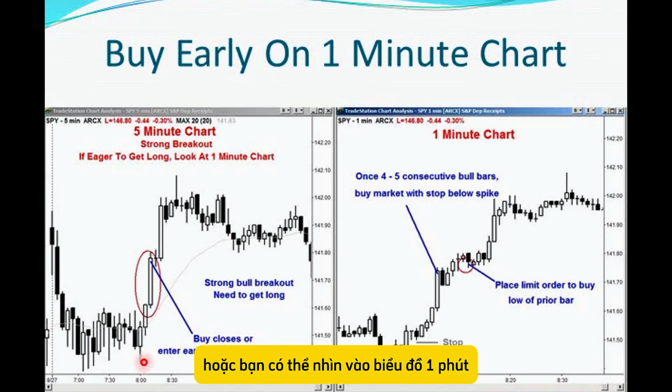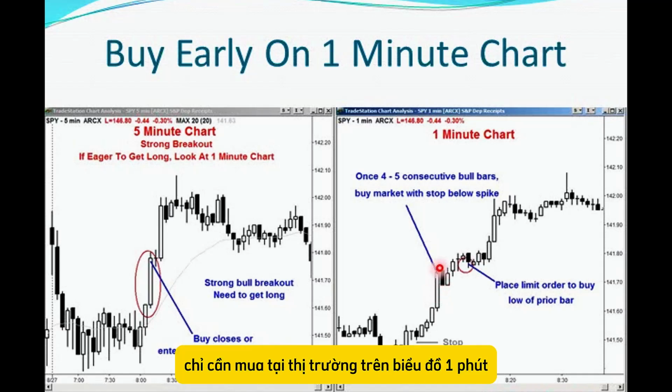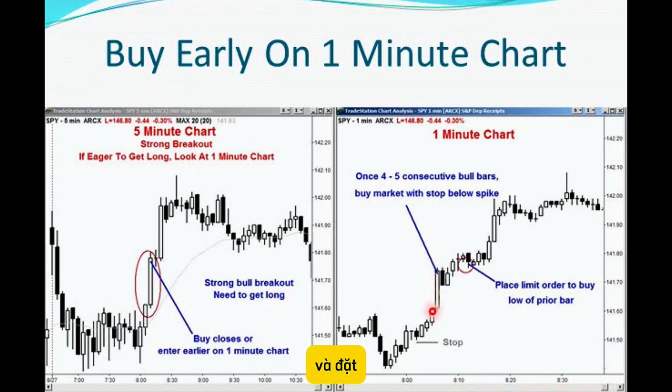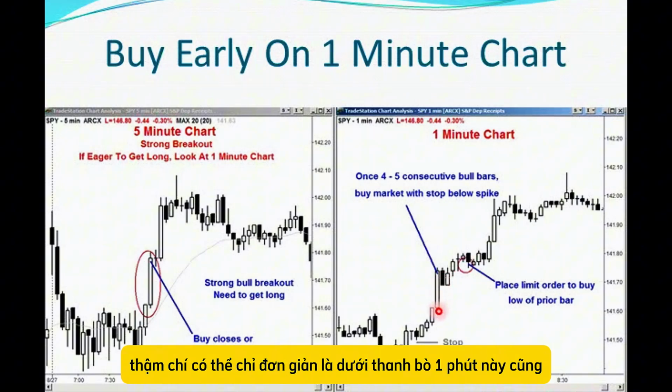Or you can look to the 1-minute chart. And at this point, you see 1, 2, 3, 4 bull bars, right? 4 consecutive bull bars. The context is good for a move up. You're eager to get long. Simply buy at the market on the 1-minute chart and put a stop below the bottom of the most recent bull spike. So below this bear bar, below that bull bar, maybe even simply below this 1-minute bull bar.